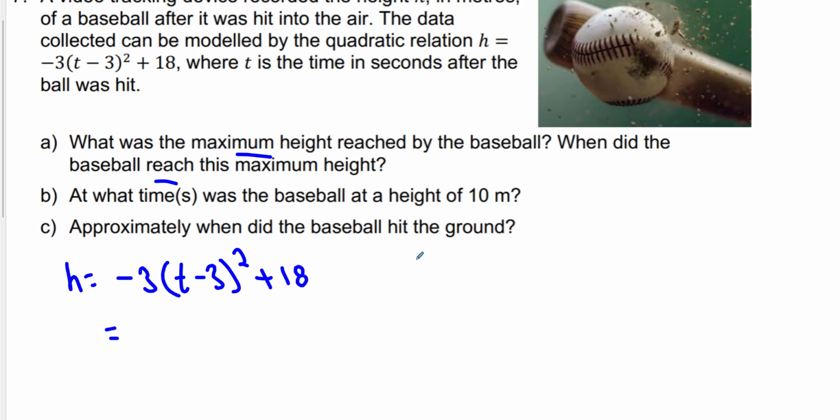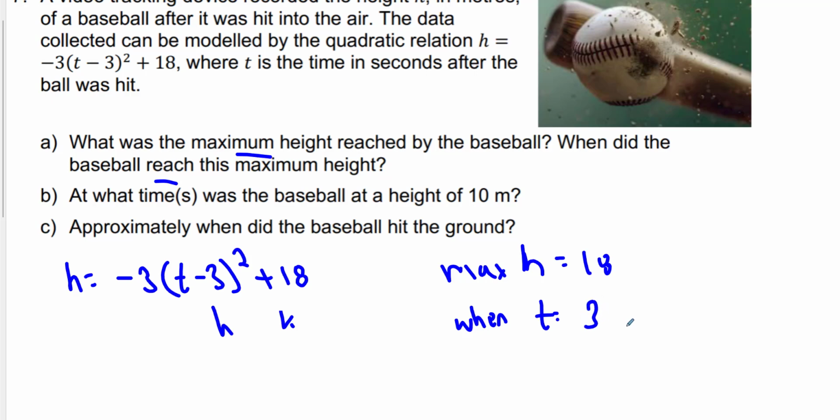All right, so like you mentioned, maximum height is obviously, so this is in vertex form, it's h and k. So max height is 18. And when does it occur? It occurs when t is equal to 3. And in this case, I'm guessing it's seconds for time and meters for height. So max height is 18 meters, and it occurs at 3 seconds. So that's A. And those are just the values that are in red here.